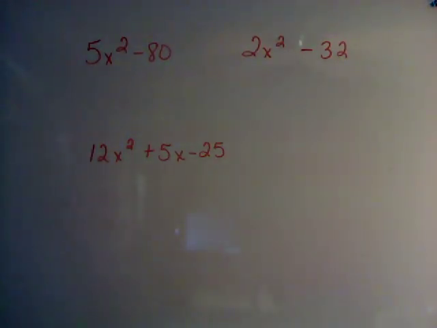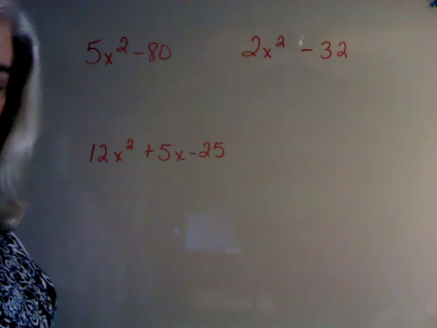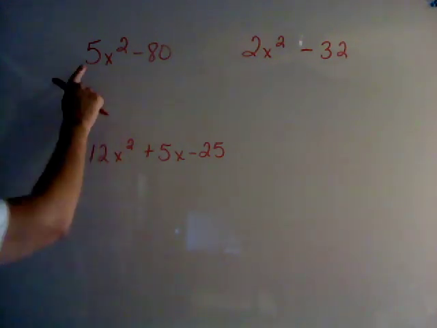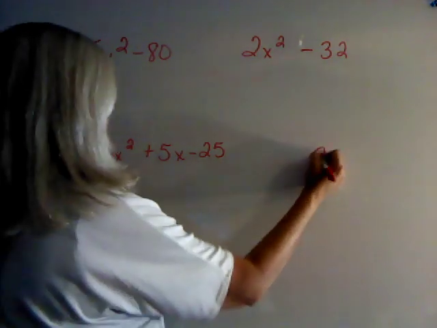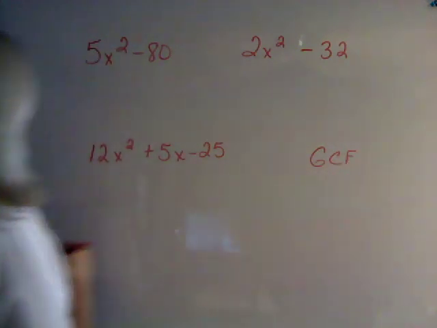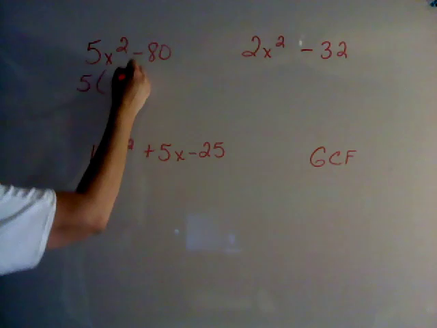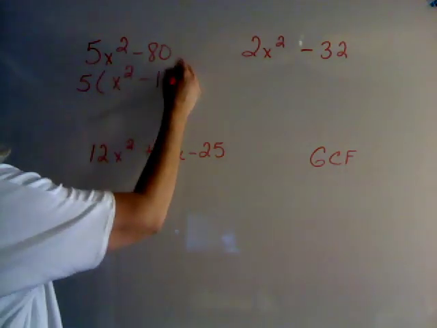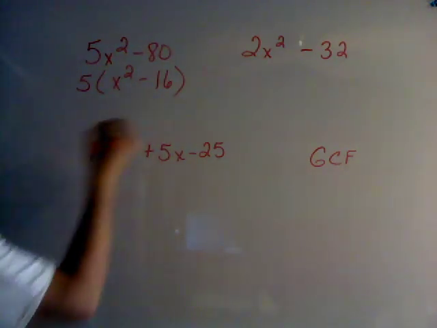Okay, we have some examples here, and we want to factor each polynomial if possible. If the polynomial cannot be factored, then of course we're going to write prime. So let's look at 5x squared plus 80. The first thing that I see is that we can factor out a greatest common factor. My greatest common factor is 5, which would leave me with x squared minus 16. Then I see here that I have the difference of squares.